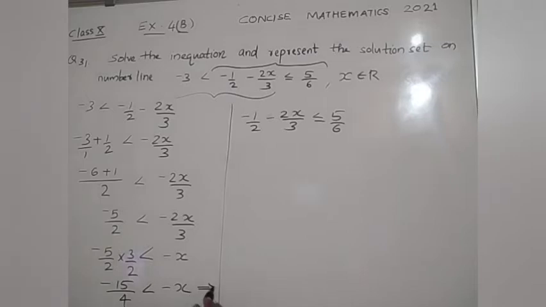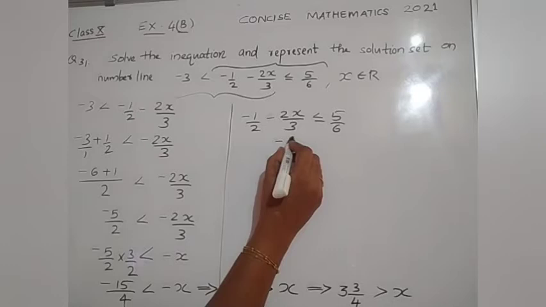So how can we write that x alone on one side? Yes, 15 by 4 greater than x. When we remove the negative sign from both sides, the inequality reverses. Also 15 by 4 can be written as 3 by 4. So 3 by 4 greater than x. Now let us simplify the other part.